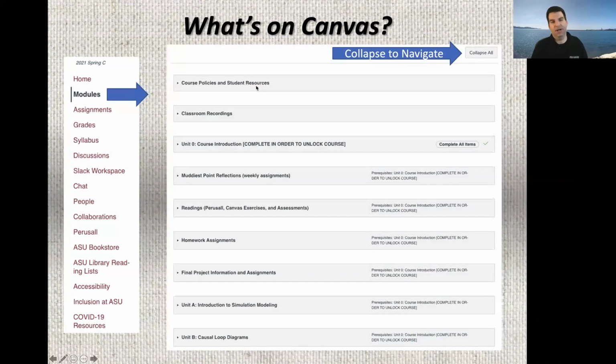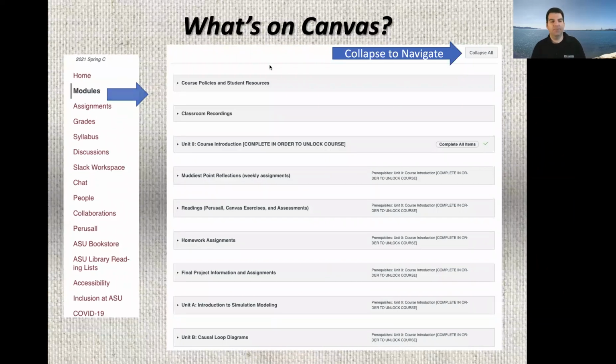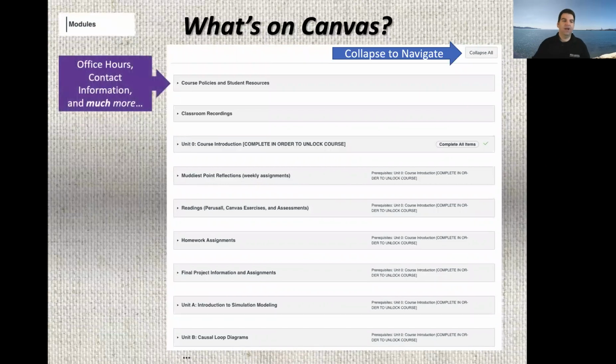If we flip over to Modules, there's a lot in there. So what I encourage you to do is smash this Collapse All button up here, and that will collapse all the modules into their sections. It's going to be much more readable and easier to manage. When we do that, we can see that the modules are split up, where all of the course information, office hours, syllabus, etc., are up here under Course Policies.